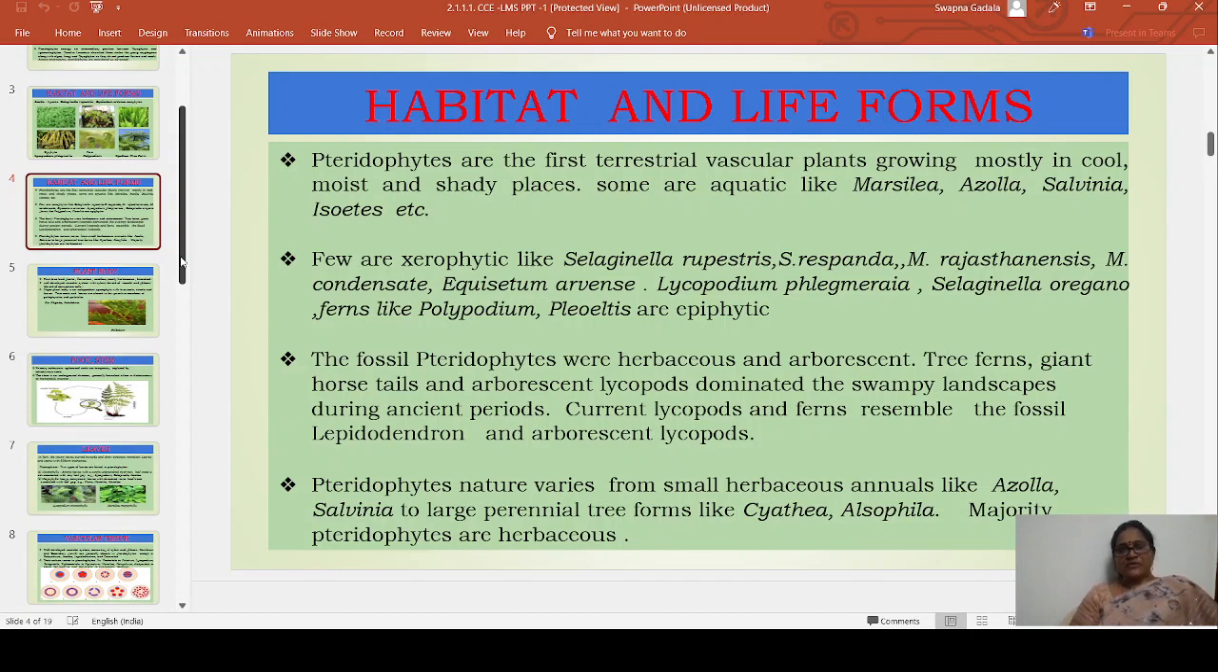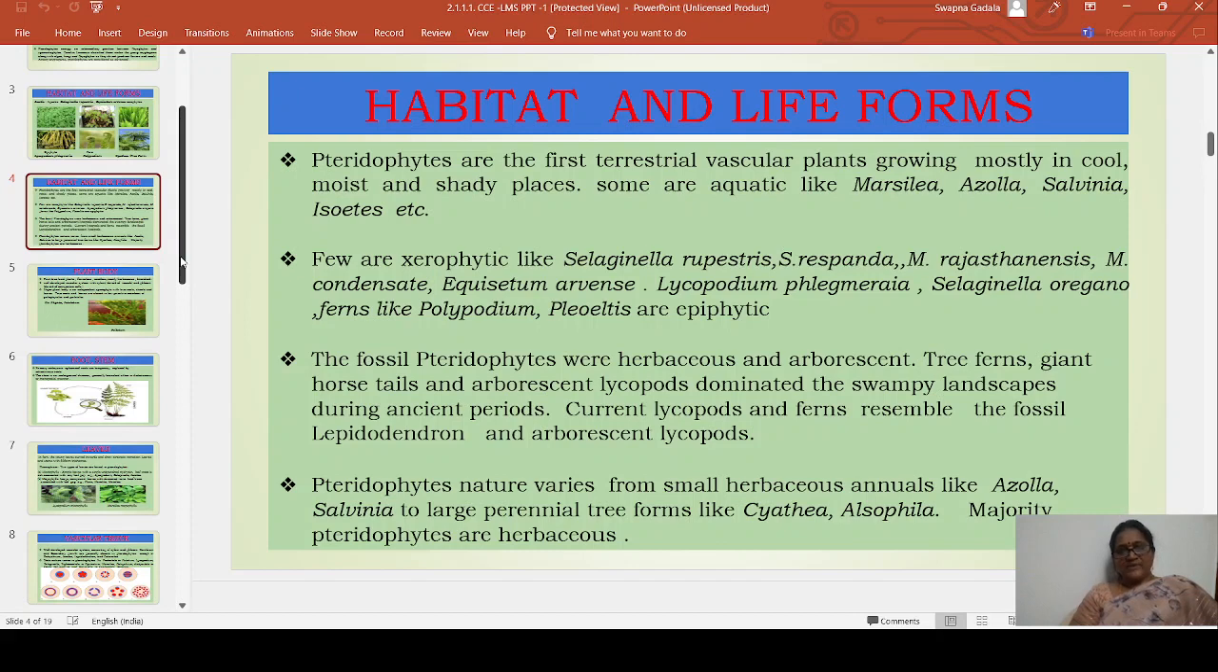Now the fossil pteridophytes. If we see the fossil pteridophytes, they were herbaceous and arborescent forms. Both herbaceous, soft plants and also woody plants were present in the fossil pteridophytes. During ancient periods, tree ferns, giant horsetails and arborescent lycopods dominated and used to live in swampy landscapes. Current lycopods and ferns also resemble the fossil genera like Lepidodendron and the arborescent lycopods.